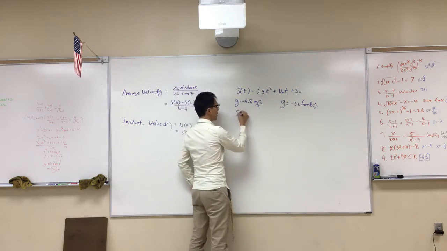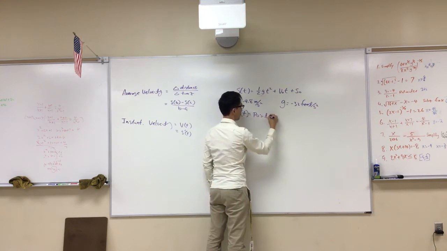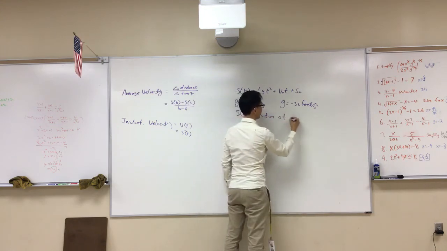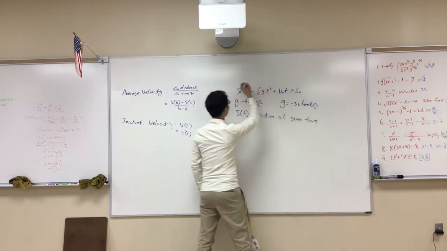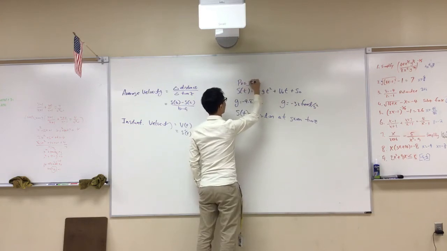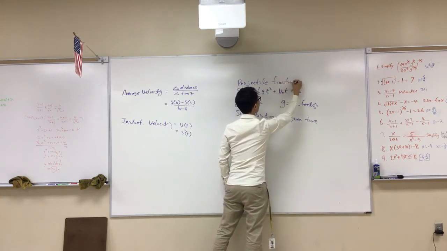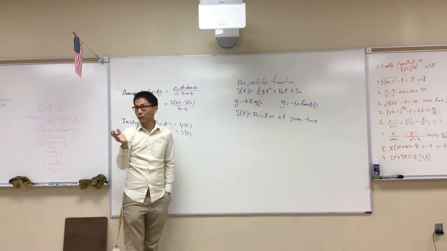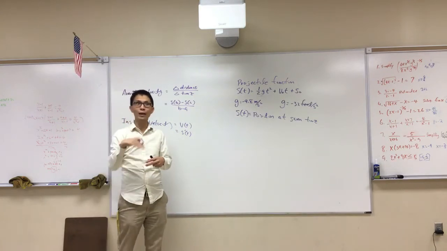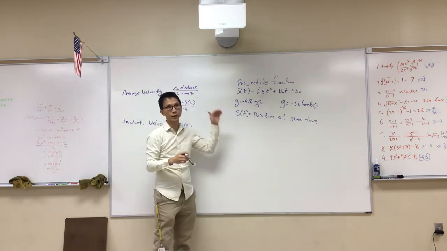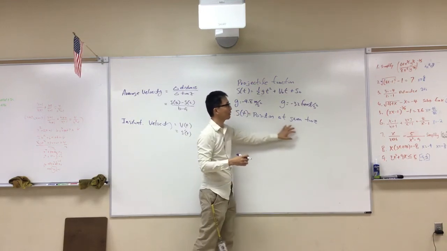So what is s of t? S of t is equal to the position at a given time. So we call this a projectile function. Now in physics, you might deal with two dimensions, so you might deal with sine and cosine. There's an x component and a y component. Here we only strictly deal with the y component. So S of t is the position at a given time.